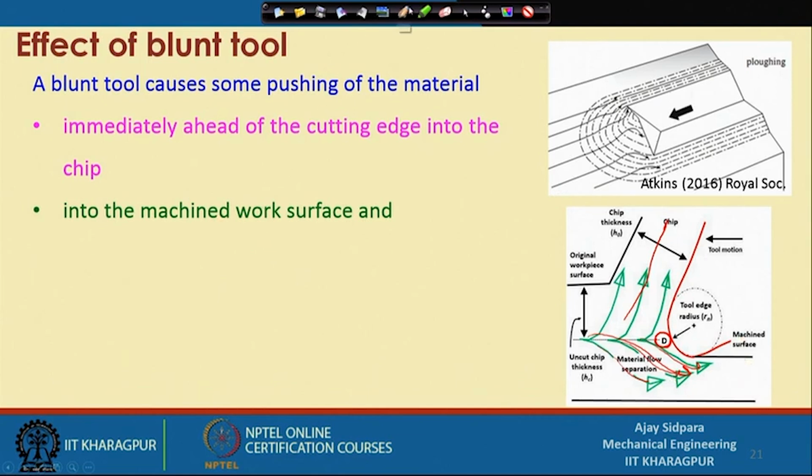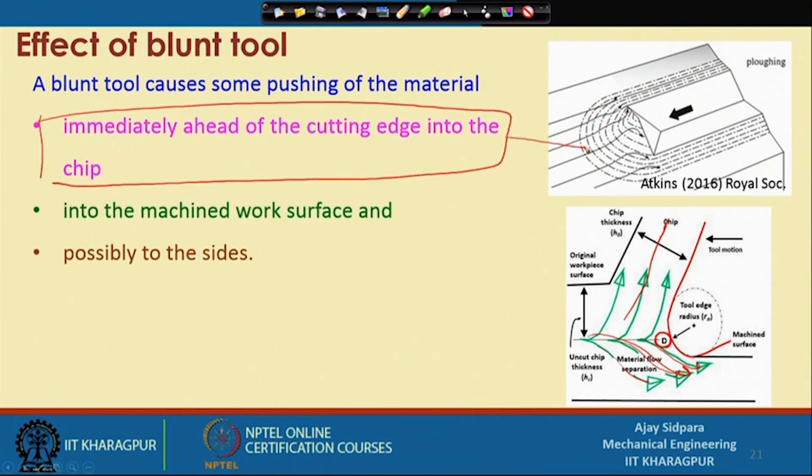So, these are the two things, and possibly to the sides also, that we have seen in this particular diagram. Now you can see this material in the front zone, and we know that our tool is moving in this direction. When the tool approaches, whatever material is present ahead of the tool will be considered a chip also, because at the end this whole material will be scooped out by the tool, but part of this material again becomes the machine surface, some of them will go to the side and some of them go to these sides also.